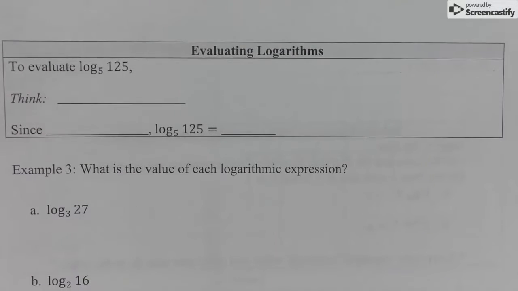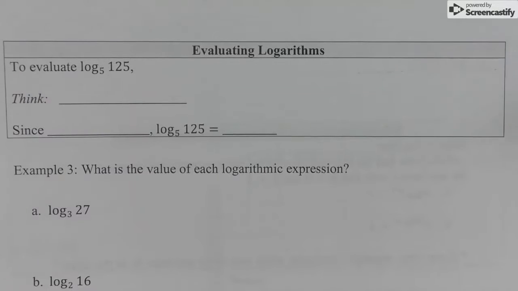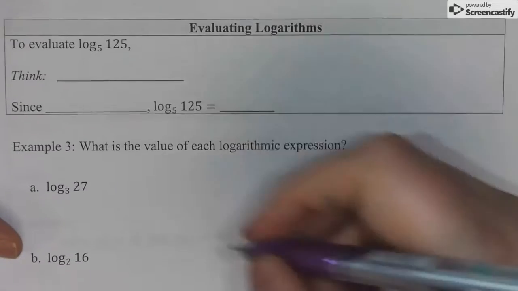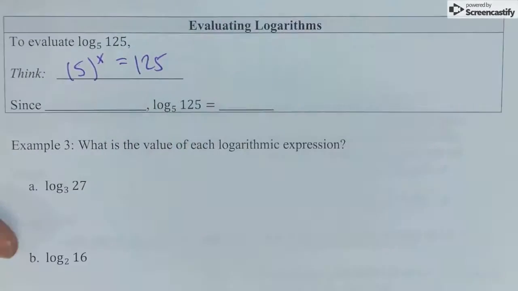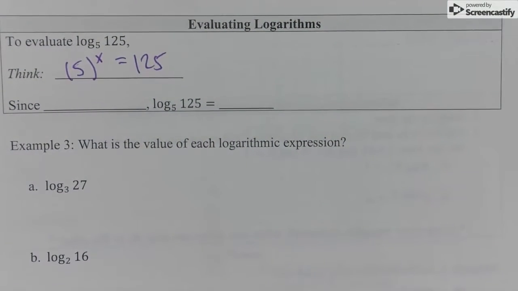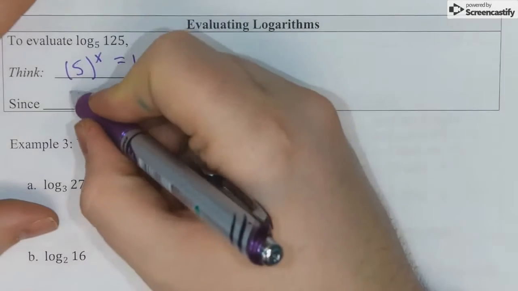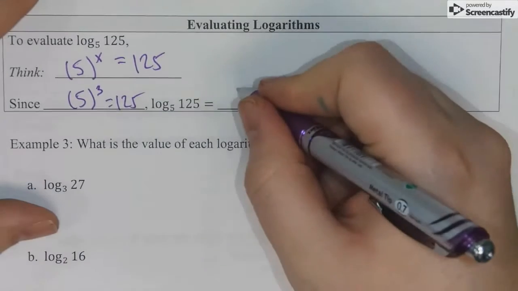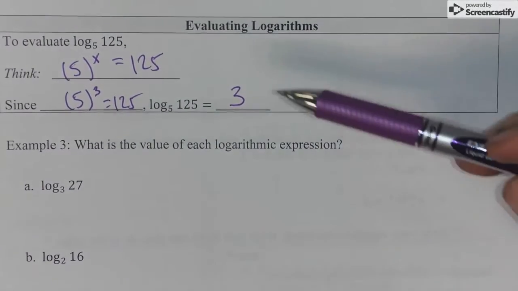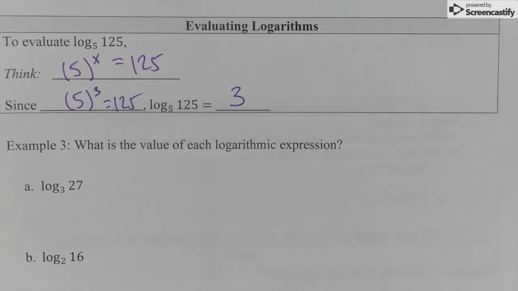I think this is best illustrated with an example. To evaluate log base 5 of 125, you would want to think to yourself, 5 to what power gives me 125? And we'll use x because we don't know what that power is. So you could run through the list. 5 to the first power is 5. 5 to the second power is 25. And then 5 cubed, you would stop there and say, okay, that's 125. So since 5 to the third power is 125, log base 5 of 125 equals 3. What this says is 5 cubed equals 125.